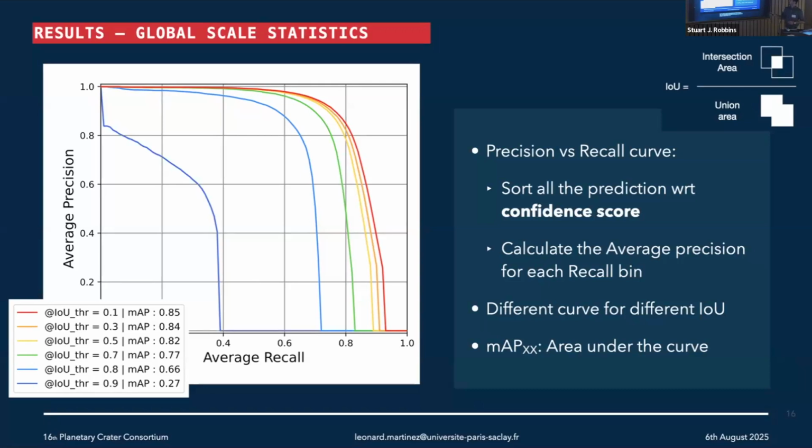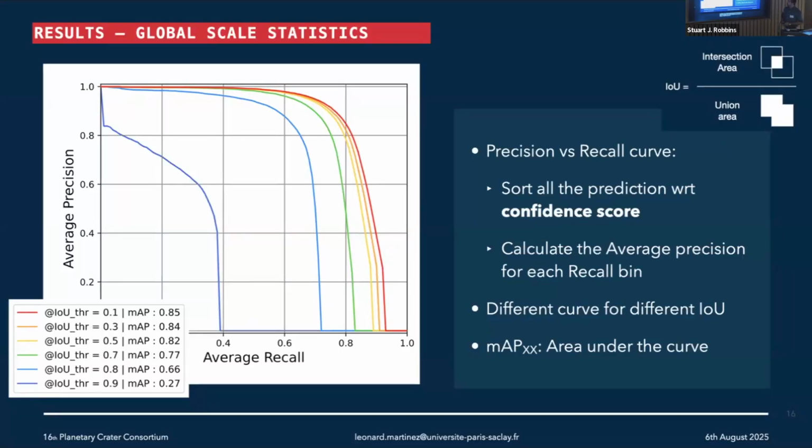There are multiple curves because, as I said before, it depends on the intersection area over the union area that you take, and it says basically how strict you are on what you consider to be a good or a bad detection. And for binary problems like this, crater or not crater, we can use the mean average precision, by computing the area under the curve.